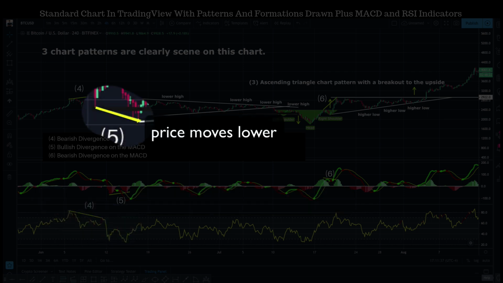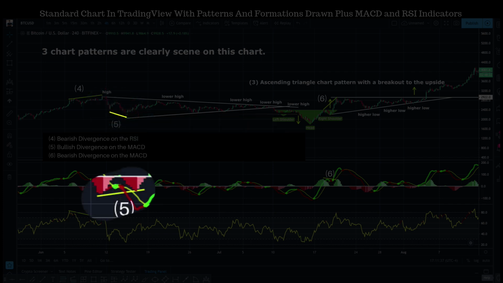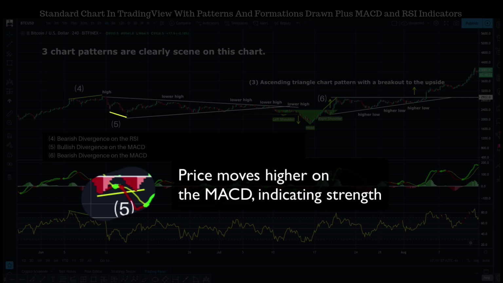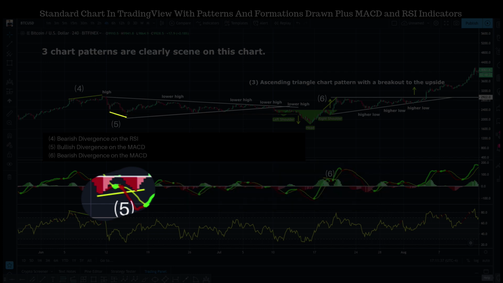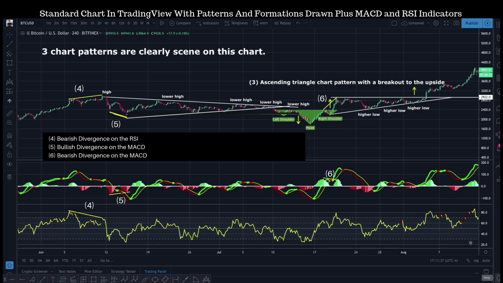The second yellow line shows the opposite. The second low point in the price is lower than the first. However, the second low on the MACD indicator is higher than the first. This shows an increase in the momentum and that a move up is very likely to happen. Playing these divergences on the RSI and the MACD can be one of the best strategies in trading.